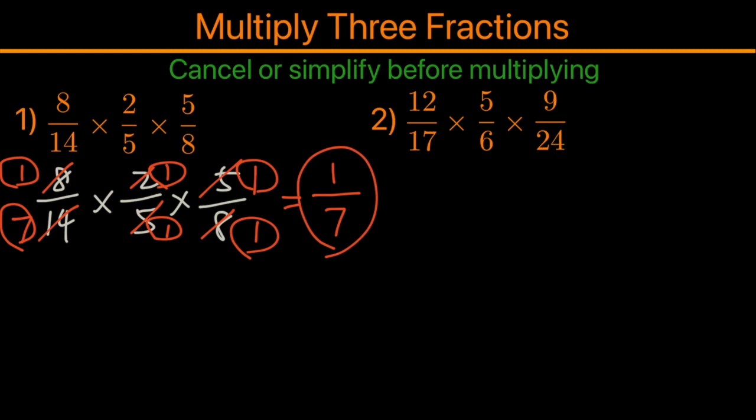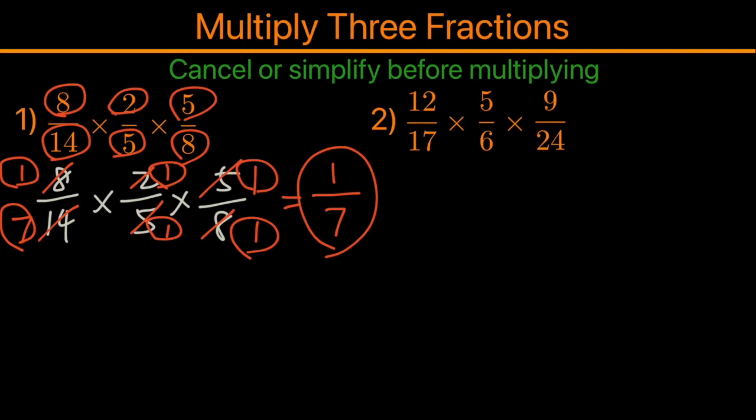Now if you don't do that ahead of time, what you will end up doing is taking 8 times 2 times 5 and then 14 times 5 times 8. And that will become a very big number, which you need to simplify afterwards to get to 1 over 7. Therefore, it's always recommended to cancel or simplify before multiplying.